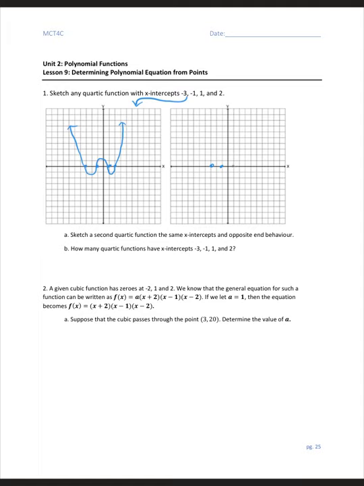-3, -1, 1, and 2. So this time I'm going to have end behaviors that point down. And I'm going to make this one a little skinnier of a W. I'm going to make them go up and down past that x-axis a bit more, just to show that a quartic could look very different, even with the same zeros.